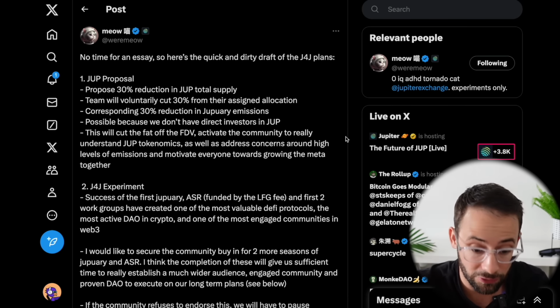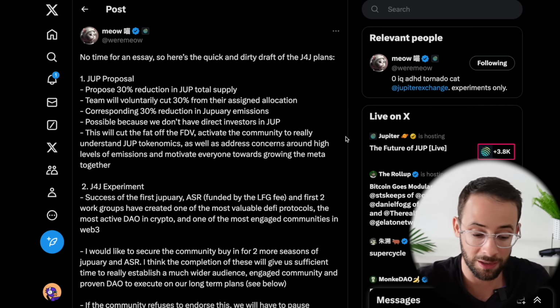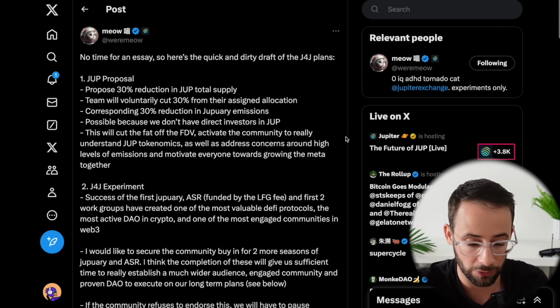But also, since you have to lock your tokens up for 30 days when you stake them, then it probably makes sense to actually understand what's going on with the ecosystem and the tokenomics. So I do recommend checking this out.